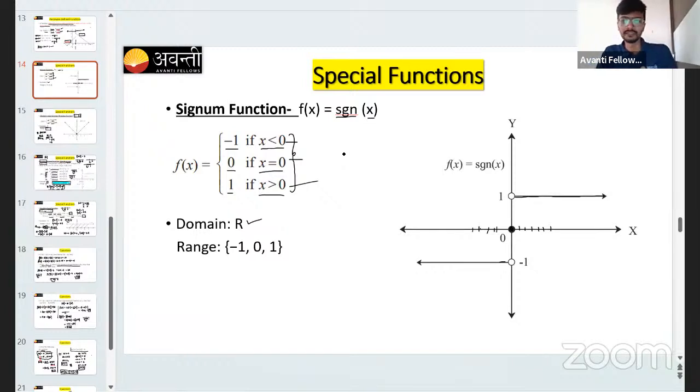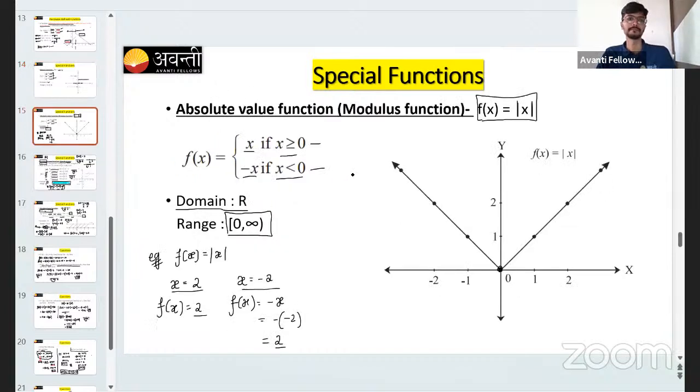So first we have done the signum function. Signum is the simplest function, only gives output -1, 0, 1. -1 if x is less than 0, 0 if equal to 0, and 1 if x is greater than 0. This is the graph. So domain is R because x is taking all the values, and range is -1, 0, 1 because the output is only -1, 0, and 1.